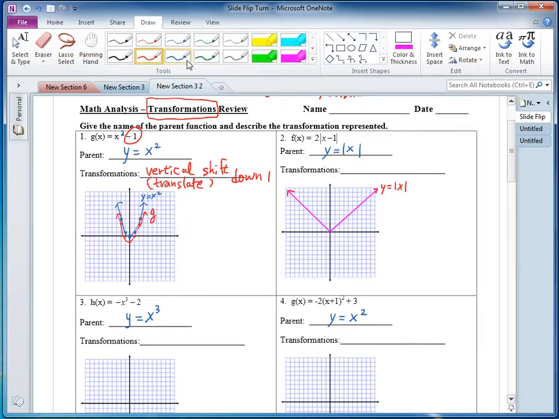So what am I going to do with this parent function for the new guy? Let's talk about all the numbers in the equation. Because of the 2 times, that means vertical stretch by scale factor 2. The scale factor is always a positive number, okay? Scale factor 2. And let's talk about the number here.